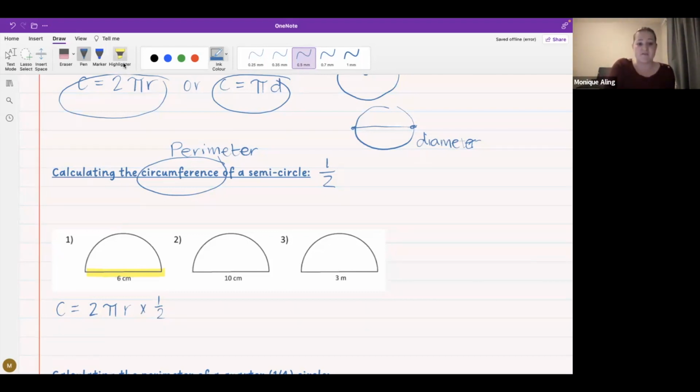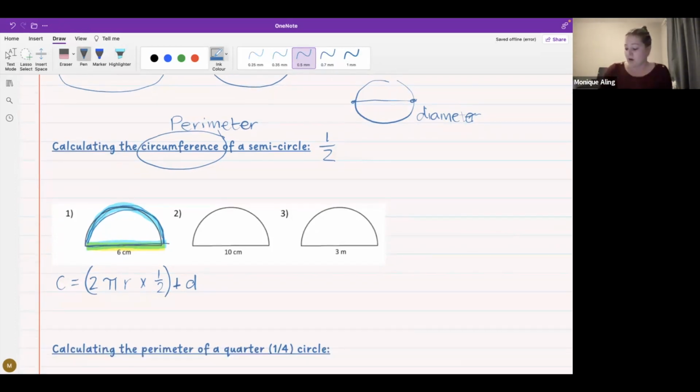This is going to give me the perimeter of the round side of the circle. I am then going to say plus the diameter because we do have the diameter on this side. Remember, perimeter is the outline of the whole 2D shape. So the first part of my formula, 2 pi r times half, gives me the curved edge of the circle. And then I'm going to add the diameter because I've got this flat edge over here. Okay. Now, I'm going to quickly work this out.